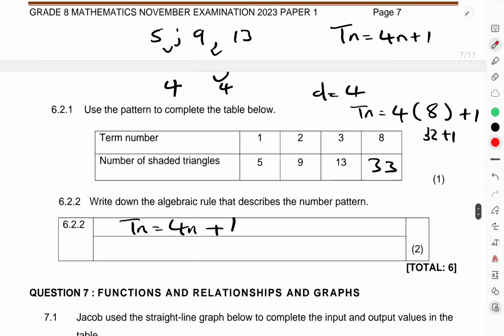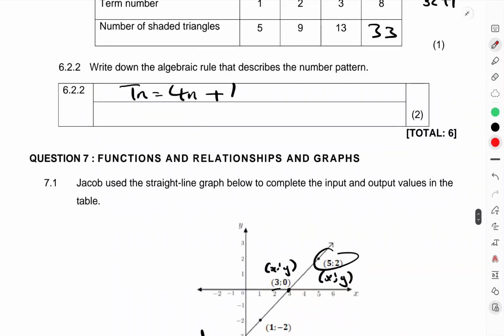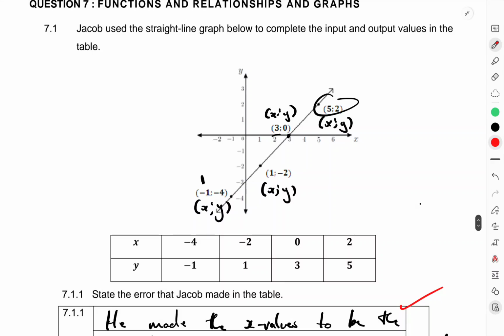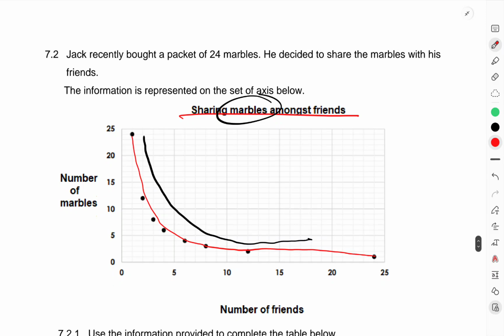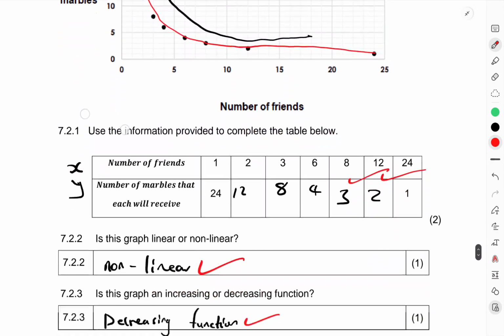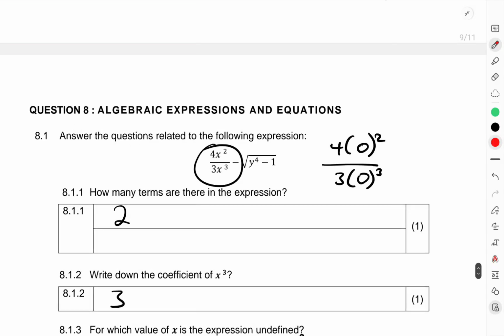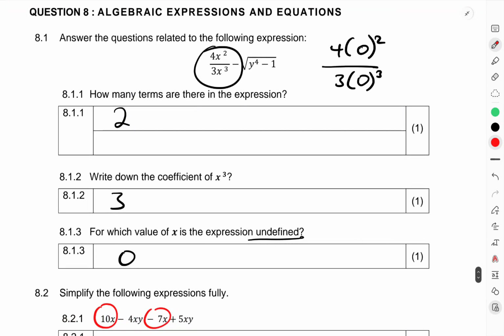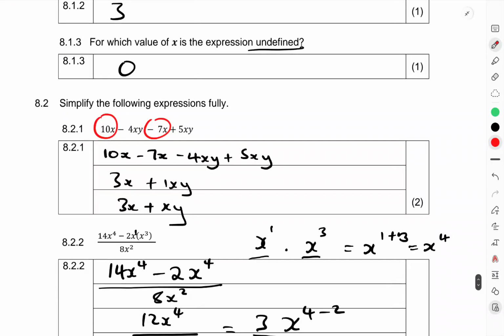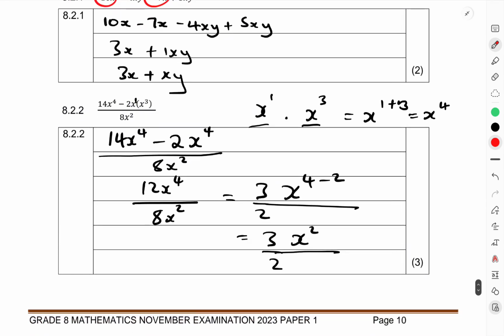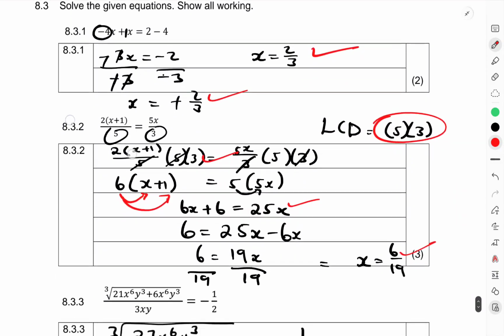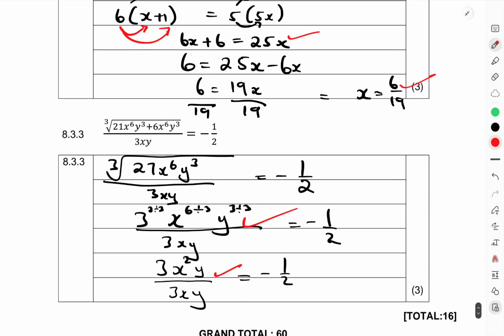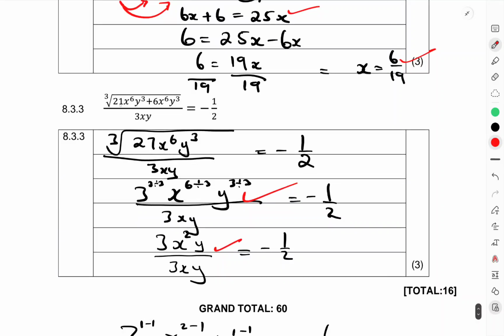Then from that, we have complete the table. Then finding the general rule, x and y. That is how we write an ordered pair. Then from that, we have discrete and continuous graph, decrease or increase, linear or non-linear. Then we have how many terms do we have, the coefficient, grouping of like terms together, using the laws of algebra, using the laws of exponents, grouping your like terms together, again distributive law. Then after, if you see like terms, you add them, you add the coefficient.